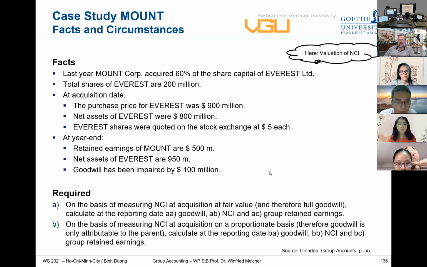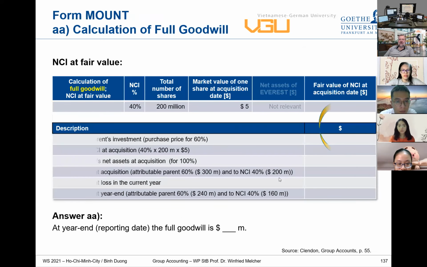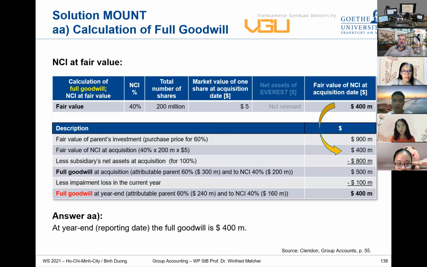One is the fair value method, when we take information from a fair value like a stock exchange. If we don't have that information or we don't want to use it, because IFRS allows us to do so, we would calculate the NCI based on the net assets at fair value at the acquisition date. So if we do that, then the first answer would be, well, we have to calculate goodwill.